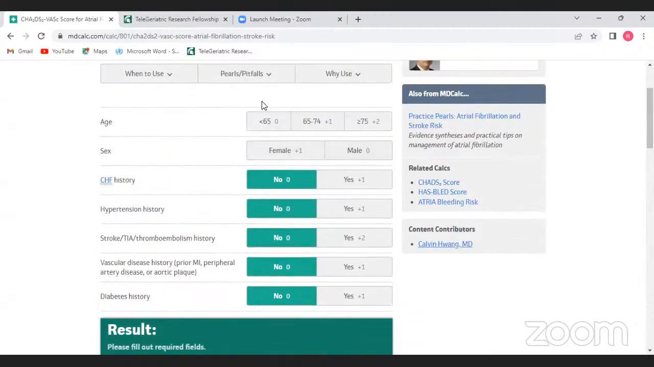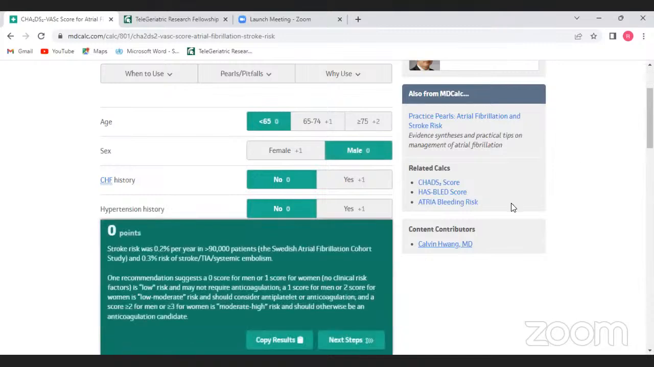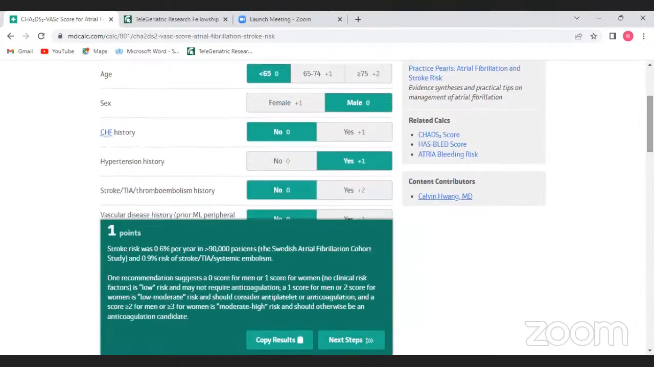So let's say that we have a male less than 65 with a history of hypertension. So he has a score of 0.1. Stroke risk was 0.6 per year in 90,000 patients in the Swedish atrial fibrillation cohort study, and 0.9 risk of stroke, TIA, ischemic embolism.